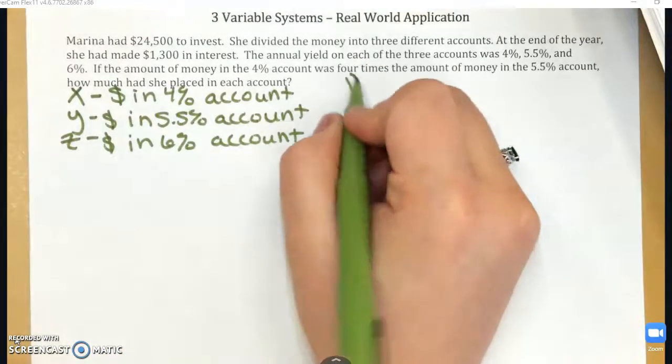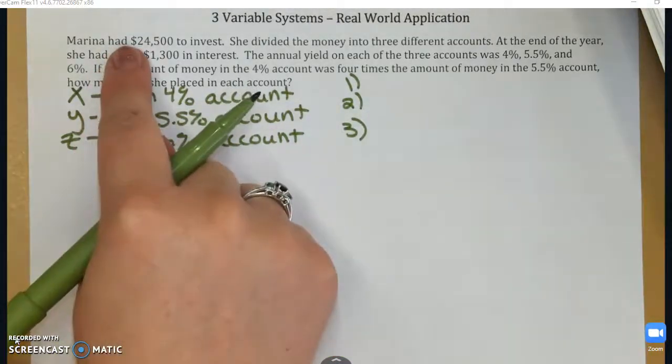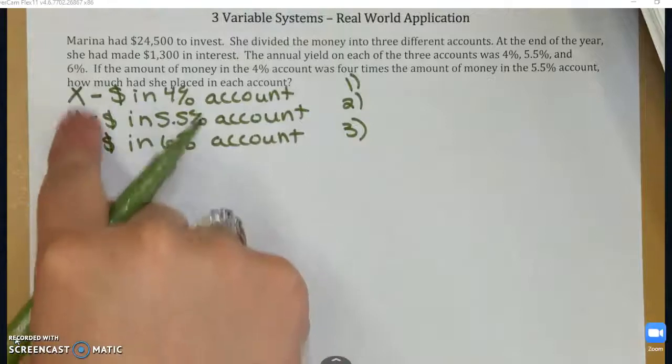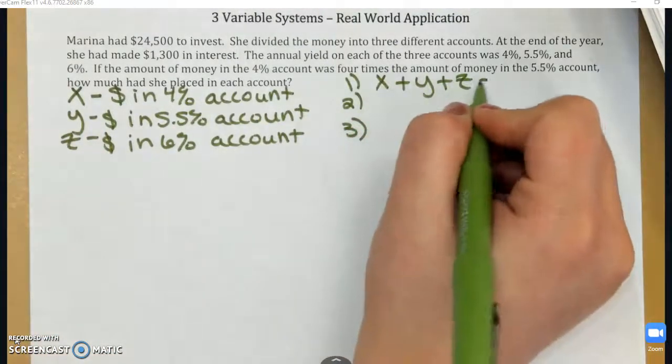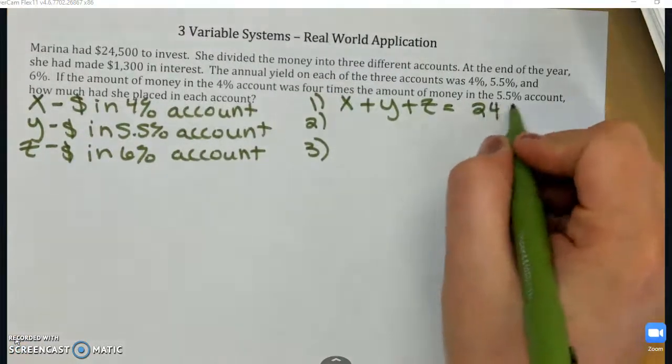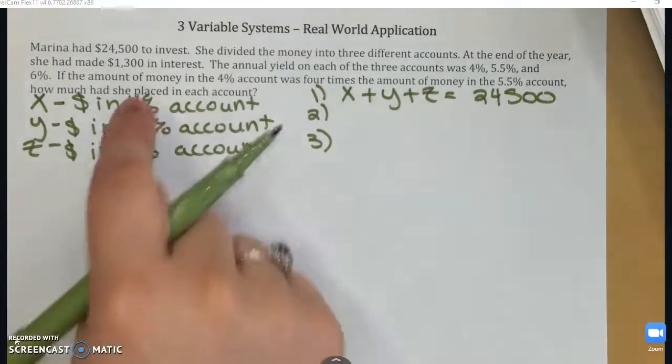So I need to write three equations, 1, 2, and 3. The first thing I can do is if I know she invested $24,500, that means the sum of those amounts in the three accounts, X, Y, and Z, is going to be $24,500.